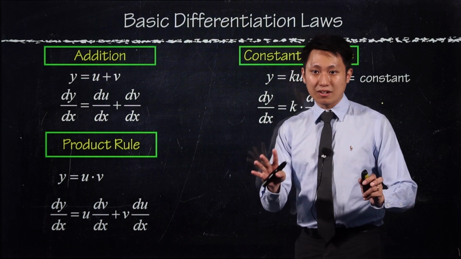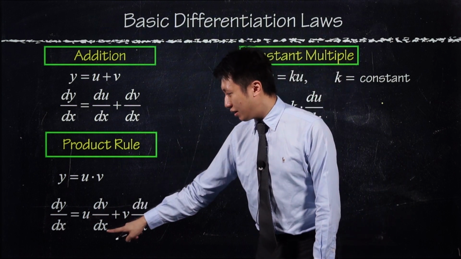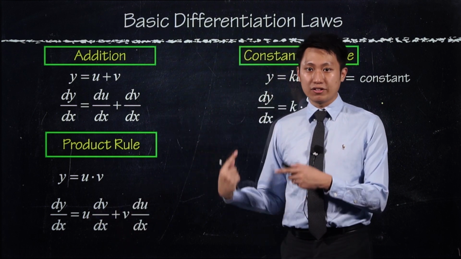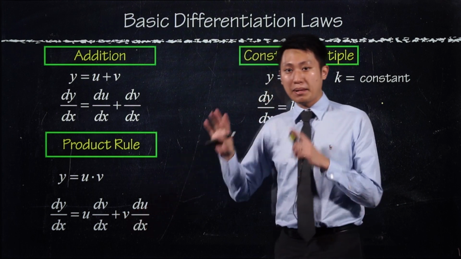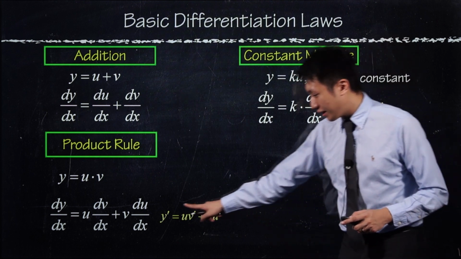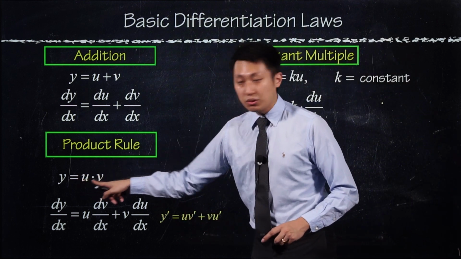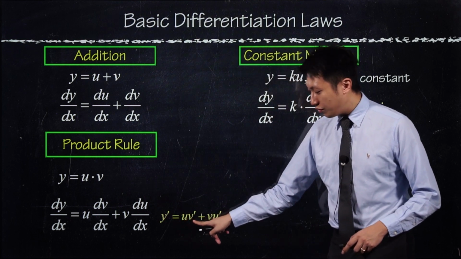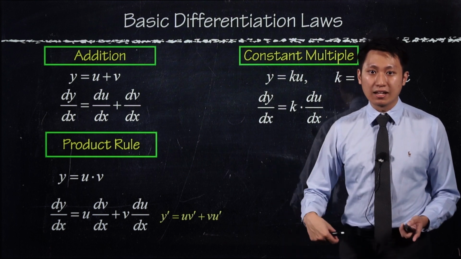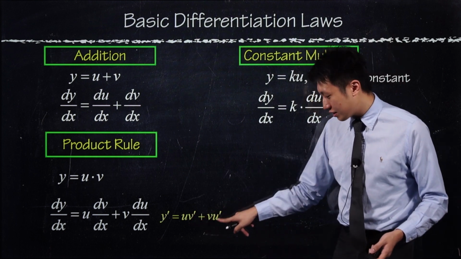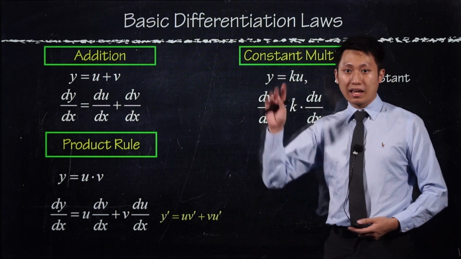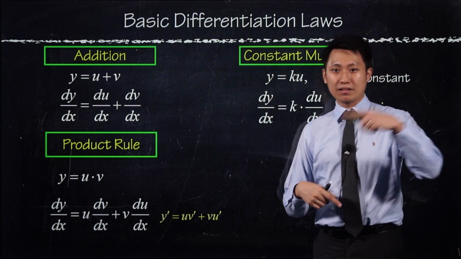It looks a bit difficult, but it's not. Okay, I'll show you how. u dv/dx means u keep it unchanged, differentiate v, plus v keep it unchanged, differentiate u. So this one, there's a short form. I just write here: y is u times v, then y prime is uv prime plus vu prime. What does prime mean? Prime means differentiate. Differentiation of v, differentiation of u. It's very easy to remember this one. Keep one, differentiate the other, plus keep the other, differentiate this one.